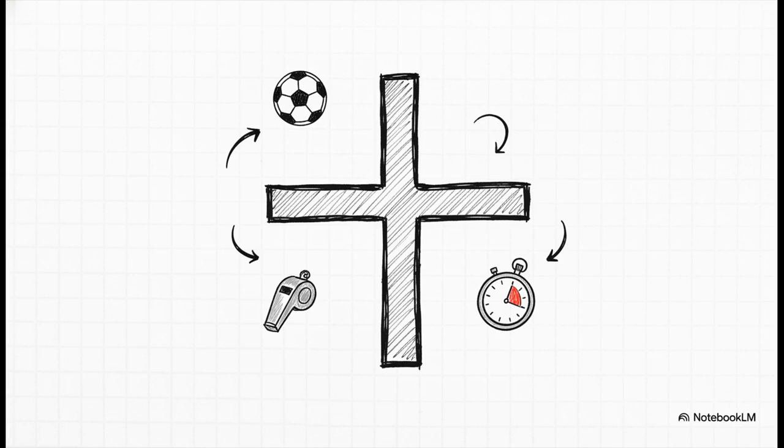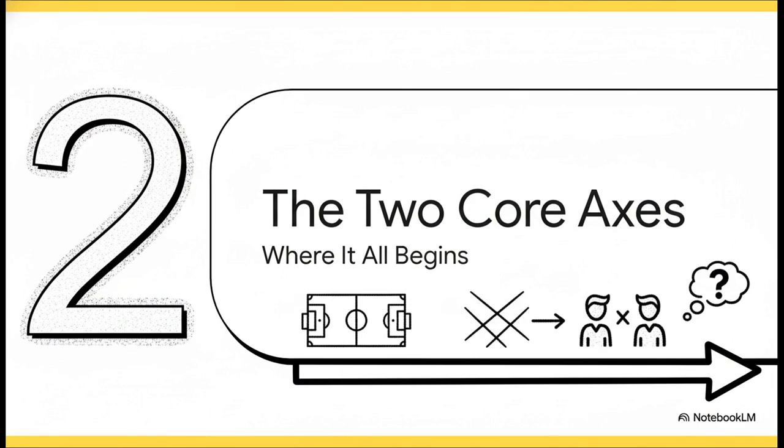Everything starts by plotting a team's real, on-the-field behavior on 2 core fundamental axes. So let's actually build this compass together, shall we? First up, we've got the horizontal axis. This one asks a really simple but profound question. Where does a team's organization come from when they're playing?